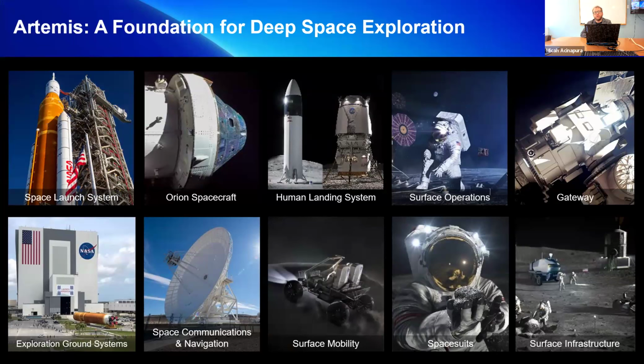Those are being developed by both SpaceX and Blue Origin. The surface operations, we've got the Gateway, which is going to be orbiting the moon. We've got ground systems, communications, mobility, spacesuits, surface infrastructure. There's a lot to cover. I'll try to go over everything briefly, and then also talk about how all of this leads to us going to Mars in the future.